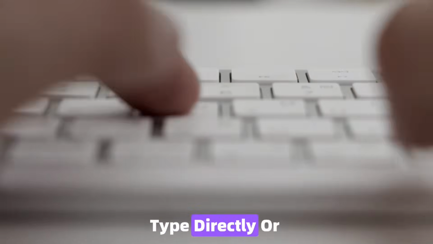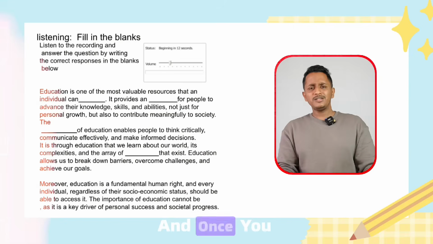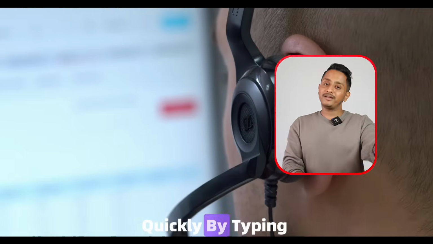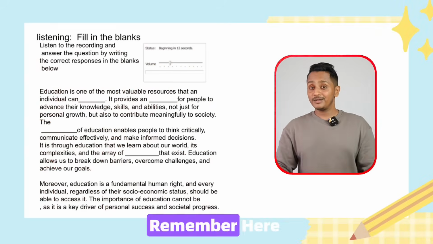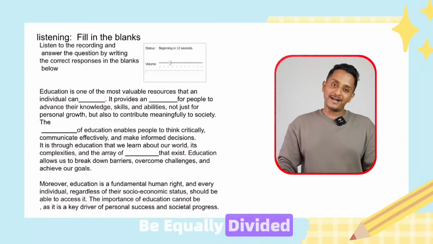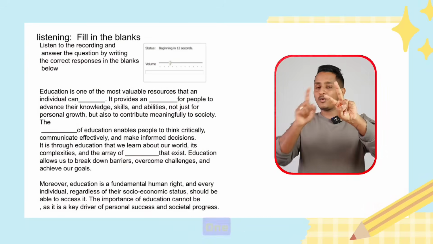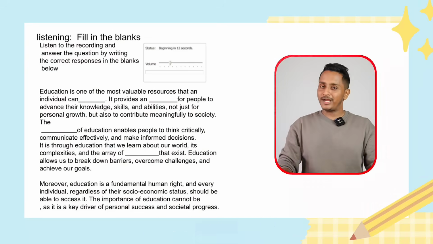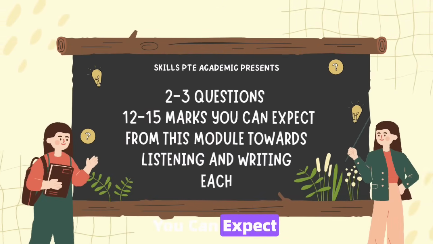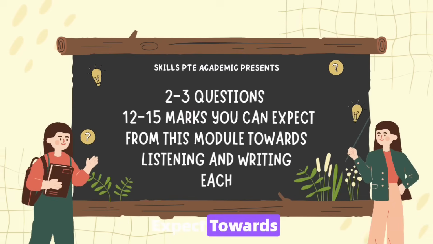Either you can type directly, or you can write down in a booklet that is given to you with a marker. Once you finish writing, once the audio has ended, you can transfer the answers quickly by typing into the computer. Remember, here you're listening and writing. So the marks will be equally divided. Each blank, if you write the correct answer, will give you 2 marks. 1 will go to listening, 1 will go to writing. 2-3 questions, 10 to 12 to 15 marks you can expect from this module towards listening separately, and 10 to 12 to 15 marks towards writing separately.